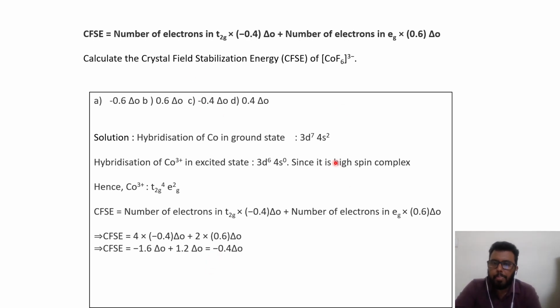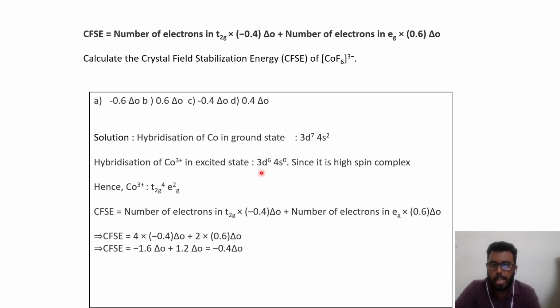How to calculate that? You know that it is 3D7 4s2. This configuration, because cobalt is a D7 system. So you will write this one. But it is in +3 oxidation state. So you have to write the electronic configuration for that oxidation state. For example, Co3 plus you have to write. It is in oxidation state 3 plus now. So remove 3 electrons, 1 from D and 2 from S. So you will get 3D6, 4S0.